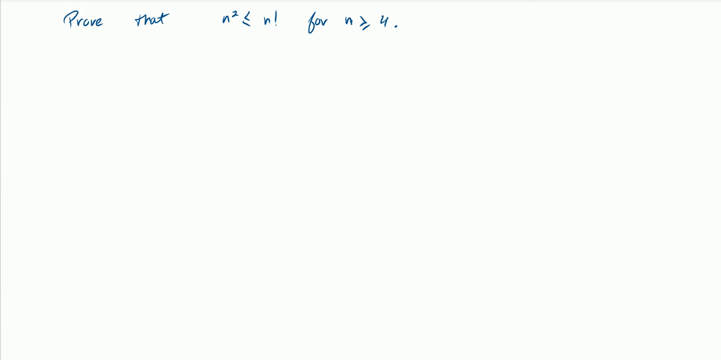So in this video, I'm asked to prove that n squared is less than n factorial for n greater than 4, when, of course, n belongs to the set of integers. Okay, so this is obviously a proof by induction because I'm dealing with integers and some discrete amounts here. So in this case, I have an inequality.